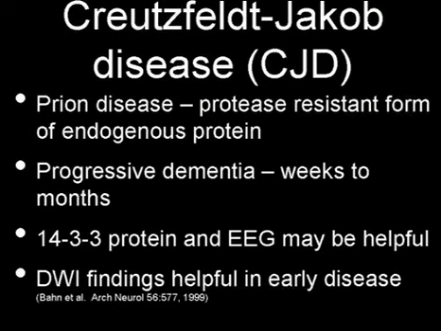Things that can help out are some more specific findings on EEG and looking for the 14-3-3 protein, which has been helpful in diagnosing these cases. In addition, there have been cases where the diffusion-weighted abnormality, and we'll see some cases in a second, have been helpful in early disease because they were the earliest abnormalities detected on MRI.